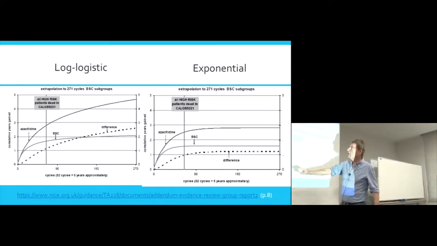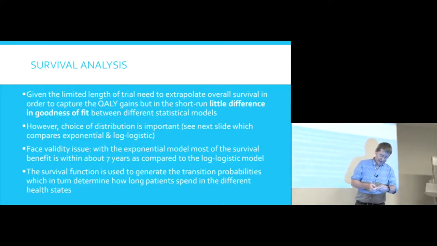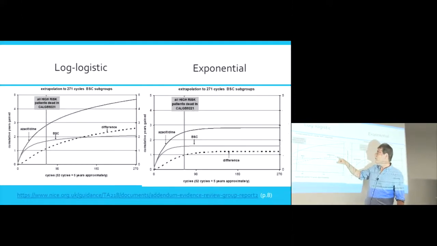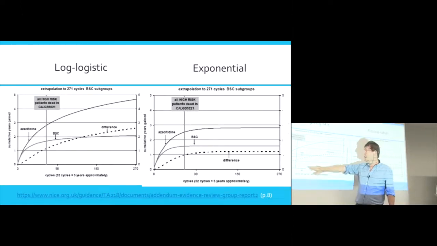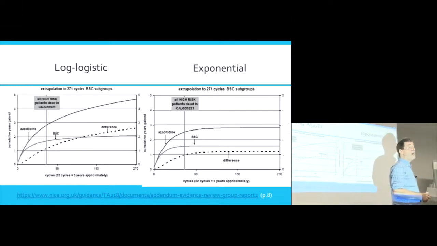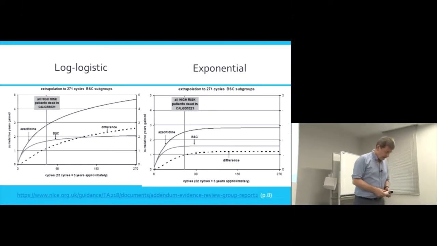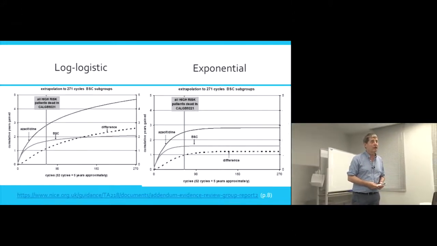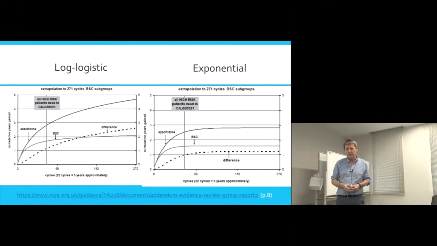Okay, let's take the logistic model first of all. Ignore the dotted line just now. The two solid lines, the upper one is drawn for azacitidine, and the lower one, BSC, or best supportive care. So best supportive care is, if patients get an infection, we treat the infection. If patients need a transfusion, we transfuse them. Azacitidine is the alternative, and that's the new treatment, the active treatment.